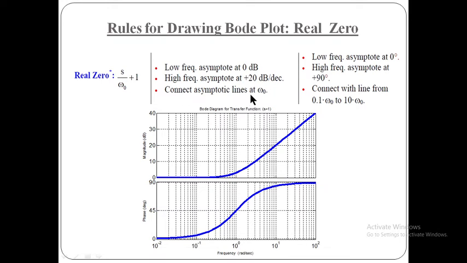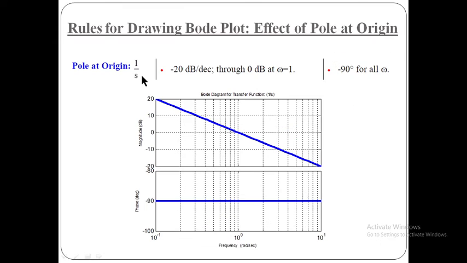Then connect the asymptote line at omega 0. The low frequency asymptote at 0 degrees, then the higher frequency asymptote at plus 90 degrees, and connect with the line from 0.1 omega 0 to 10 omega 0. So these are the types of graph we will get when we are having the value of real 0 as s upon omega 0 plus 1.